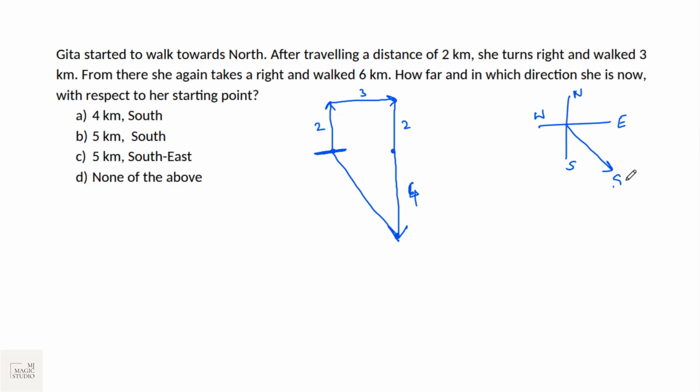With respect to the starting position, she is towards southeast direction, and now we can find the distance between initial and final position, shortest distance, with the help of this right angle triangle ABC. 3, 4, that means hypotenuse should be 5. 9 plus 16, 25. Root over 25 is 5. So answer should be 5 kilometers southeast.